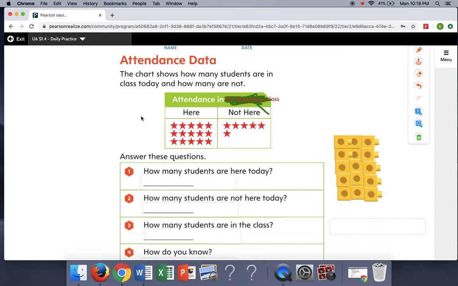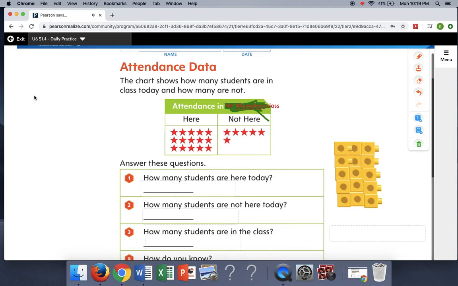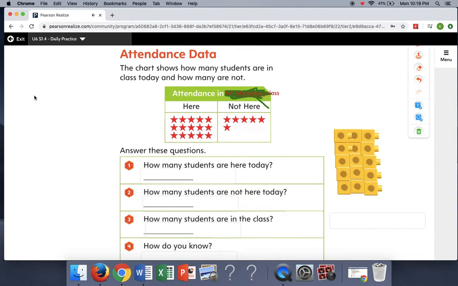All right, I'm going to read you the question. Attendance data. The chart shows how many students are in class today and how many are not. See chart below. Answer these questions. How many students are here today? How many students are not here today? How many students are in the class? How do you know?